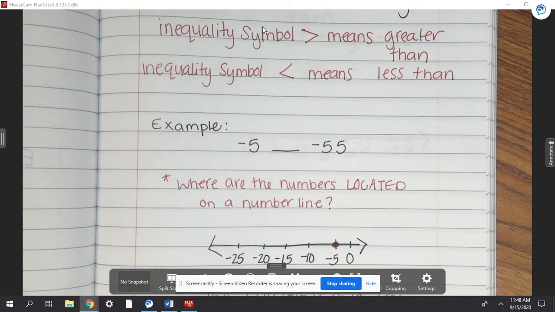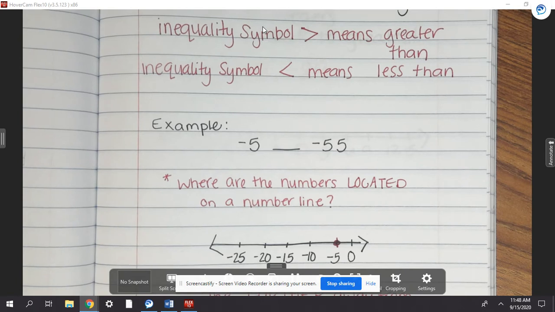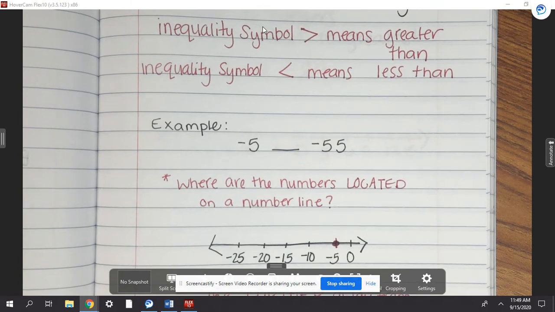One of the things I want you guys to make sure you're doing is, whenever we start thinking about integers and negative numbers, we tend to think that if we're in the negative world, the bigger the number, the more value it has. So for example, I know that the number 55 is greater than 5 because I know 55 is larger. However, when we're thinking about negative, it's the complete opposite.